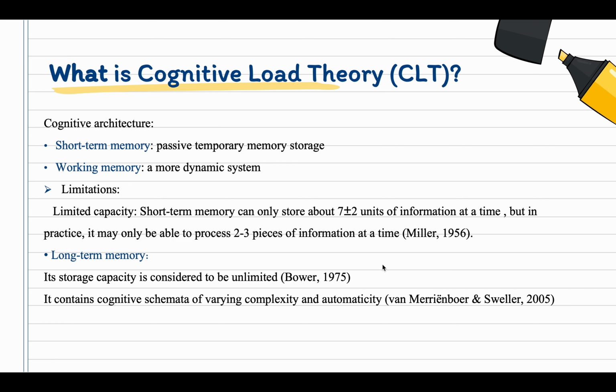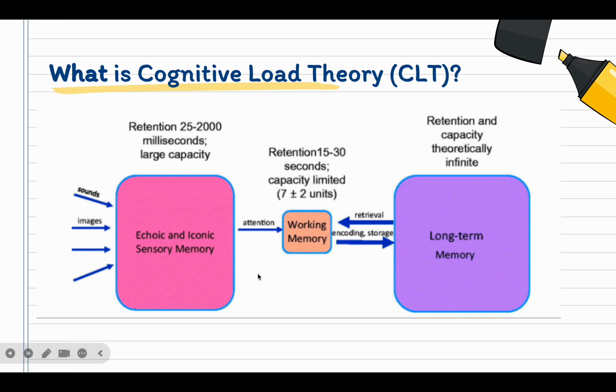It is based on how our memory processes information. First, information enters our sensory memory, then moves to working memory where we actively process it. But this stage has very limited capacity, usually only 2 to 3 items at a time. Real learning happens when information is stored in long-term memory, which has almost unlimited capacity. However, we still rely on working memory to access the stored knowledge.